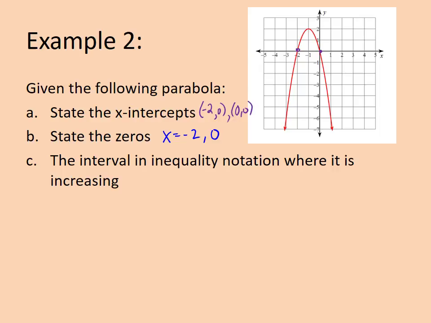Now, the interval in inequality notation where it is increasing. We know that the parabola is increasing right here. Now the vertex looks like (-1, 2), so it's increasing here. So it's increasing for all x values that are less than -1.